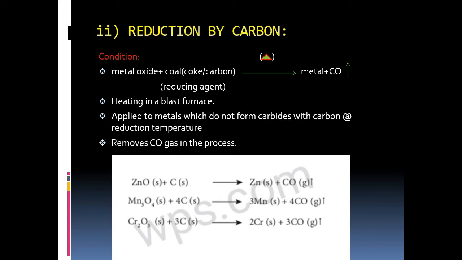So here one more example, Mn3O4 plus 4C. So it will be reduced to its metal Mn, manganese மட்டும் separate ஆகுது. Then 4CO evolves as carbon monoxide gas. Then Cr2O3 plus 3C. இப்போ Cr is our metal and 3CO is removed as carbon monoxide gas. So it is very simple.